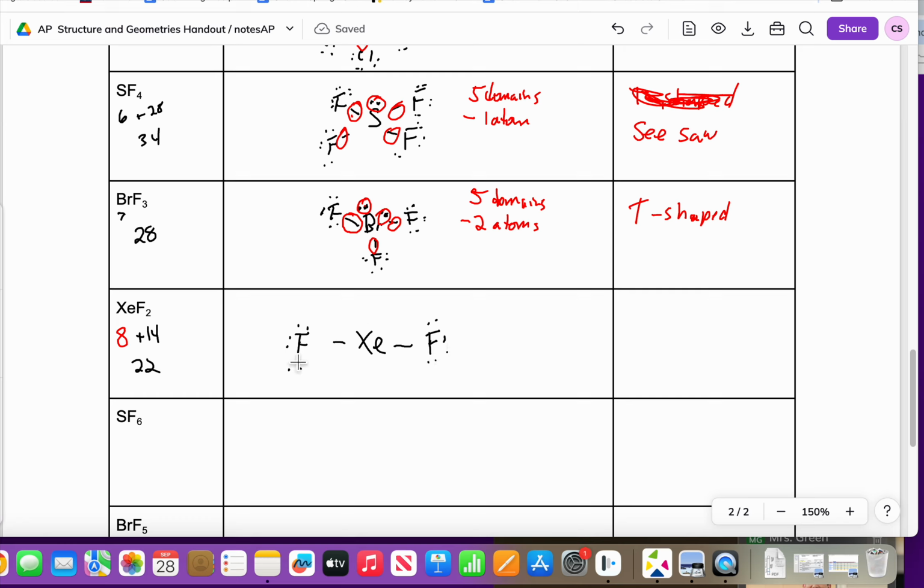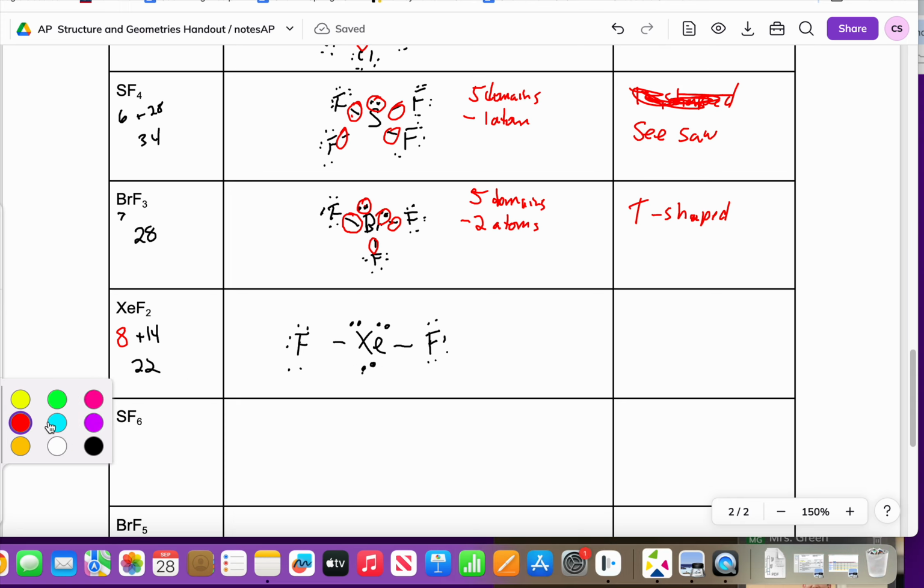Okay, so 2, 4, 6, everything has 8 on the outside. But the middle one, we'll just count to figure out how many lone pairs we need to add. So we got to show 22 altogether. So we got 6, 12, 14, 16, 18, 20, 22.